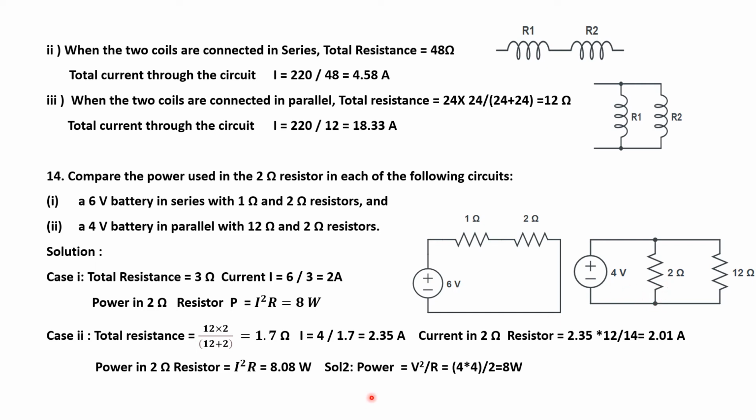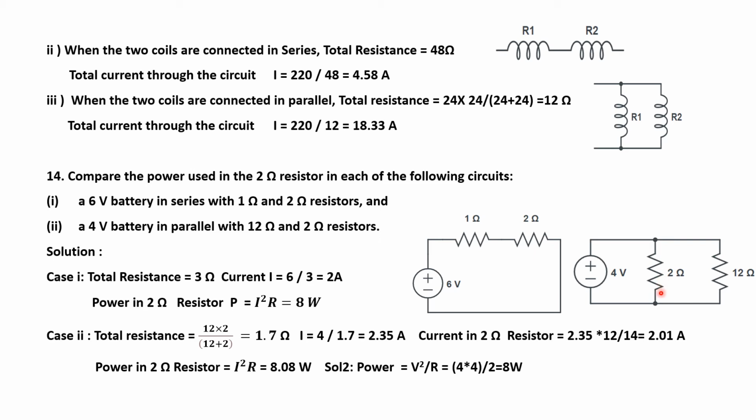So we know that the equation relating power, voltage and resistance is power is equal to V squared divided by R. So we have the value of V to be 4 volts. So 4 into 4 divided by 2, we get the value of power to be 8 watts. Alternately, this can be done by calculating the current through 2 ohms also.